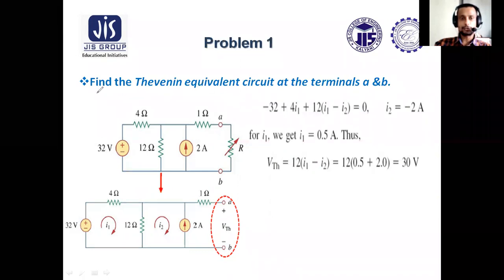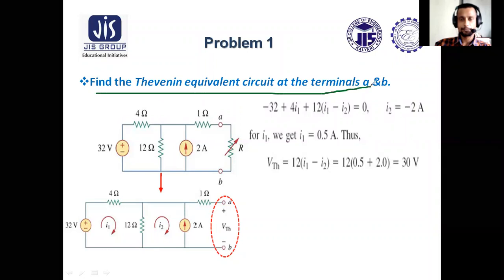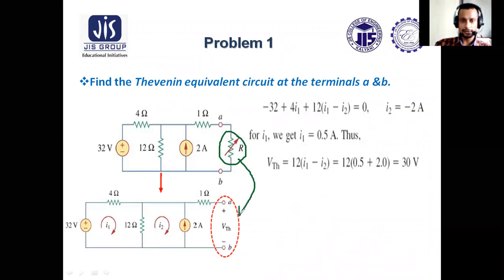Okay. Now solve this problem. Here the question is given. We are asked to find Thevenin's equivalent circuit. Thevenin's equivalent circuit means it comprises VTH in series with RTH. This is known as Thevenin's equivalent circuit. Okay. So how to find this Thevenin's equivalent circuit? First step is remove the load. This load is removed in first case.